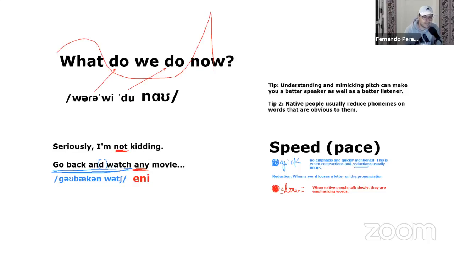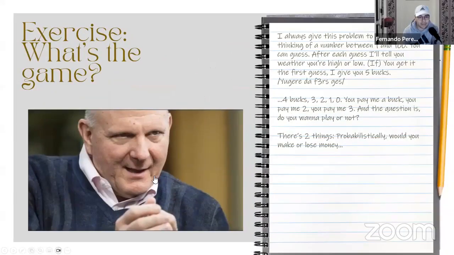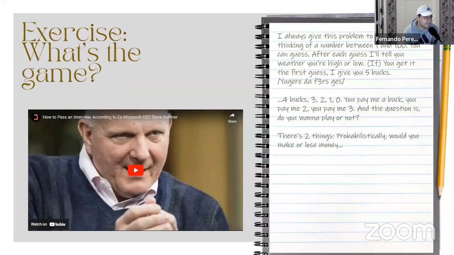So the challenge is to understand people when they speak quickly, right? The more we can understand, the more retention we will have. That's basically the most important part: the importance of retention and how much information you can actually remember from one set of information.